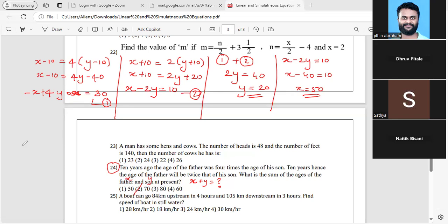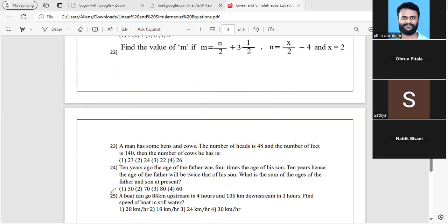Okay, that's great. So 25th problem: a boat can go 84 kilometers upstream in 4 hours and 105 kilometers downstream in 3 hours. Find the speed of the boat in still water. So first of all, let's find the speed in upstream. Now, what is the difference between upstream and downstream? So I'll just explain that.